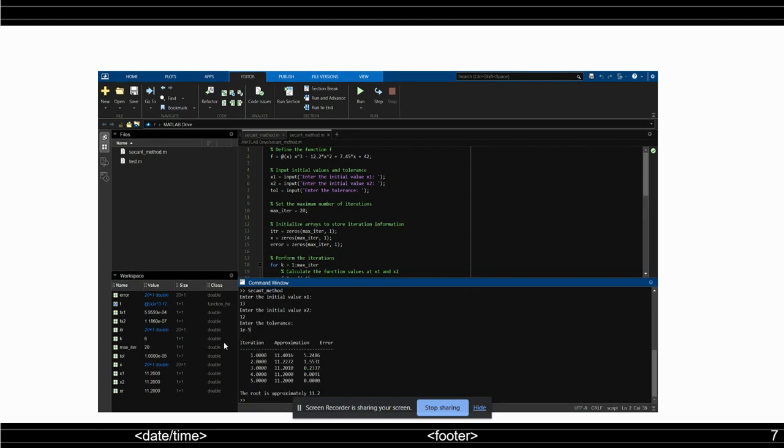Here we can observe the table, where we are entering the initial value x1 as 13 and the initial value x2 as 12.